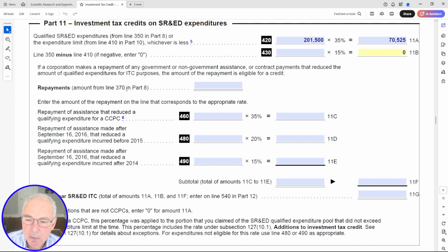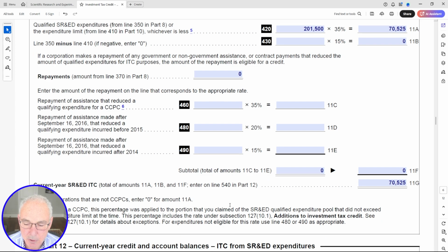Repayments amount from line 70 in Part 8, that was 0 also. Enter the amount of repayment on the line that corresponds to the appropriate rate. We're going to leave this all at zeros and move that here to 0. So the current year SRED ITC is the sum of all of these numbers. And so we're going to have $70,525 as our current SRED ITCs.